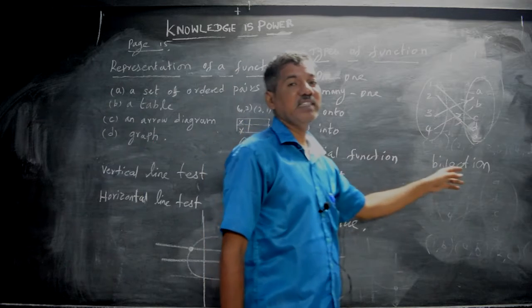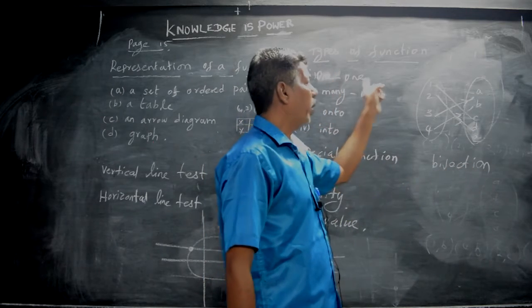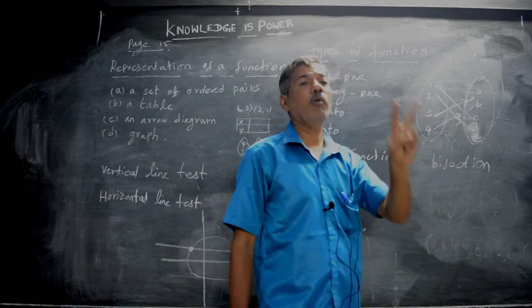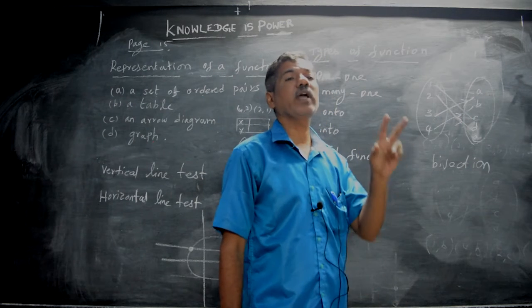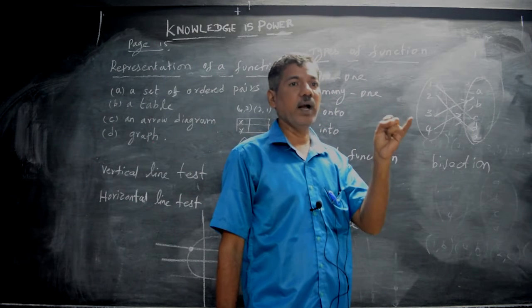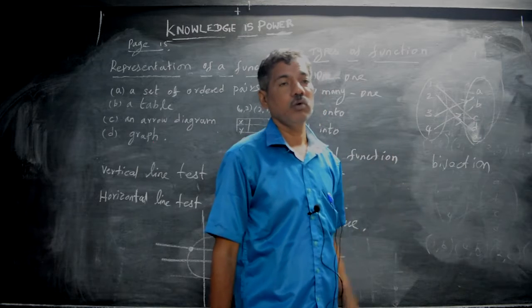When I told bijection, the arrow mark should have both conditions satisfied. What are the two conditions? 1 to 1 and onto.